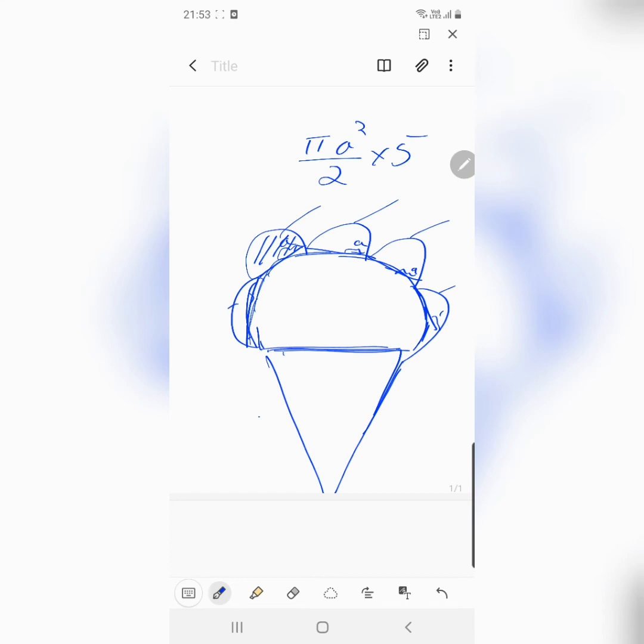Actually a polygon. A polygon would be a better way to look at it. 1, 2, 3, 4, 5. So half, let's just say for oversimplification's sake, 10. It's called a decagon, a 10-sided regular polygon, and half of its area. Let's just have some fun with this.